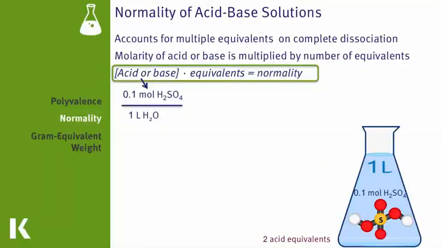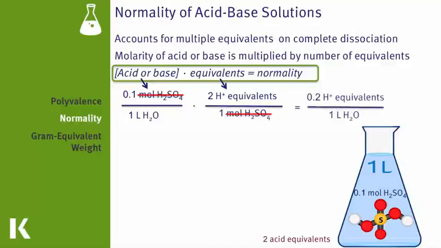First, we'll just need to find the molarity, which is going to be 0.1 moles of sulfuric acid per liter of water, and we're going to multiply this by the ratio of equivalents that can be released per mole of sulfuric acid, which is going to be 2 hydrogen equivalents per mole of sulfuric acid. The moles of sulfuric acid will cancel out, and we'll be left with 0.2 hydrogen equivalents per liter of water, or a normality of 0.2.